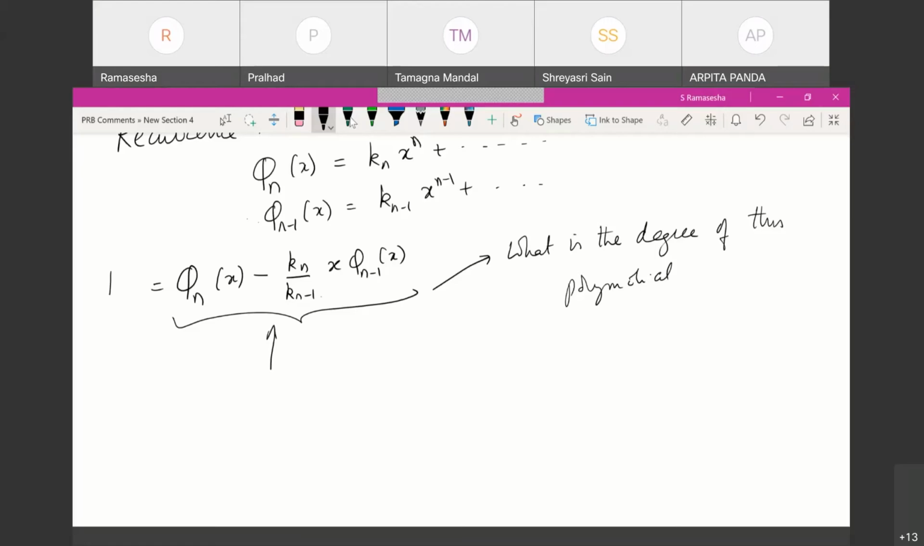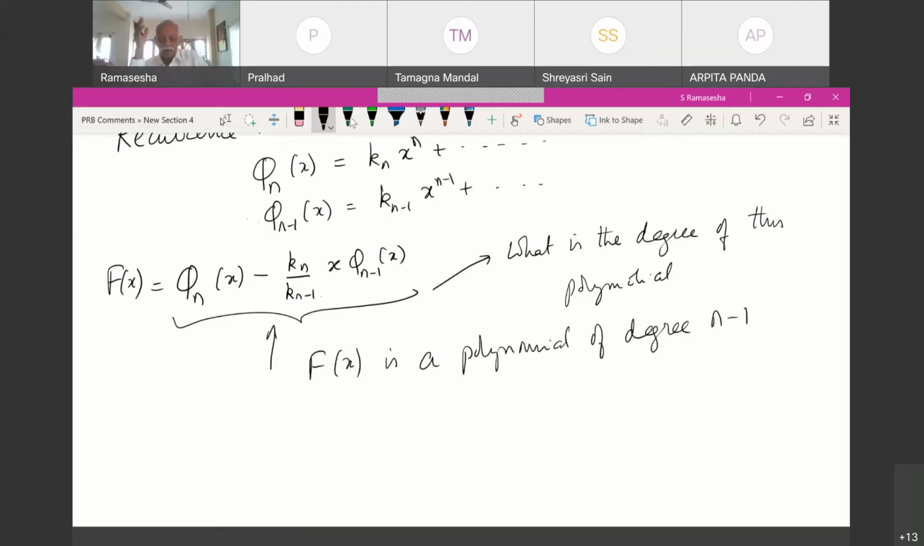It is not x to the power n here, because all I did was change the coefficient of x to the power n minus 1 to Kn and multiply it by x and subtract from phi n(x). So that Kn x to the n in phi n(x) cancels the coefficient of x to the power n in Kn upon K(n-1) x times P(n-1).